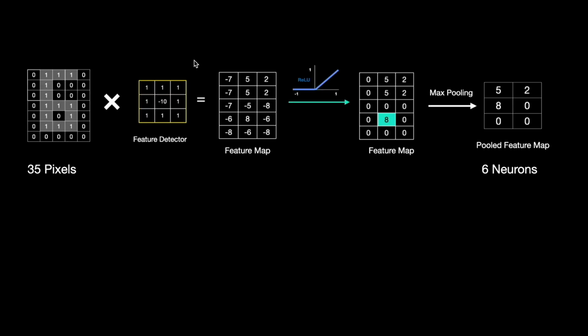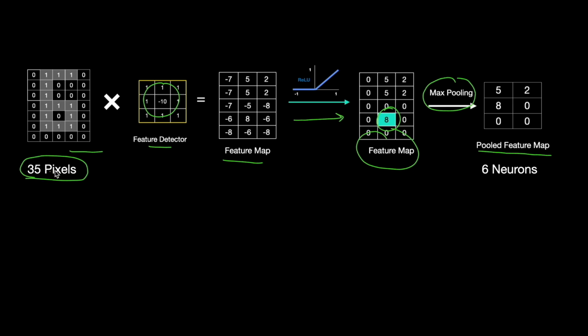Okay, this is what we have done so far. So we started with the image, size 35 pixels. We applied a feature detector, the loop pattern. We got the feature map. We applied the activation function, right? We got activated feature map. Then we applied the max pooling and we got the pooled feature map. So here you can see that we have reduced the size from 35 to 6.